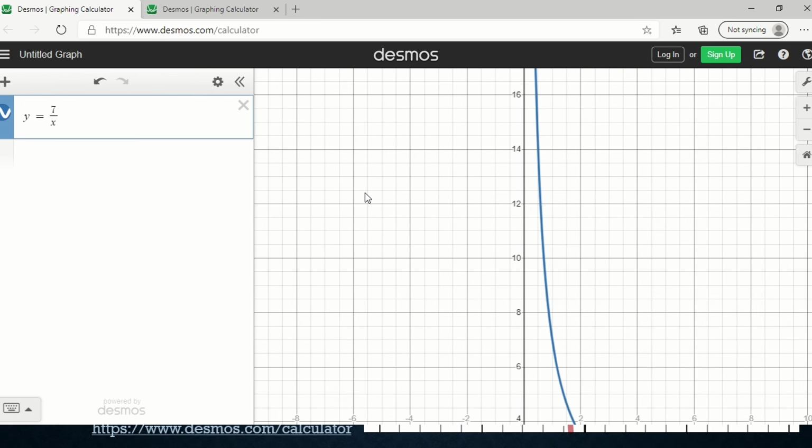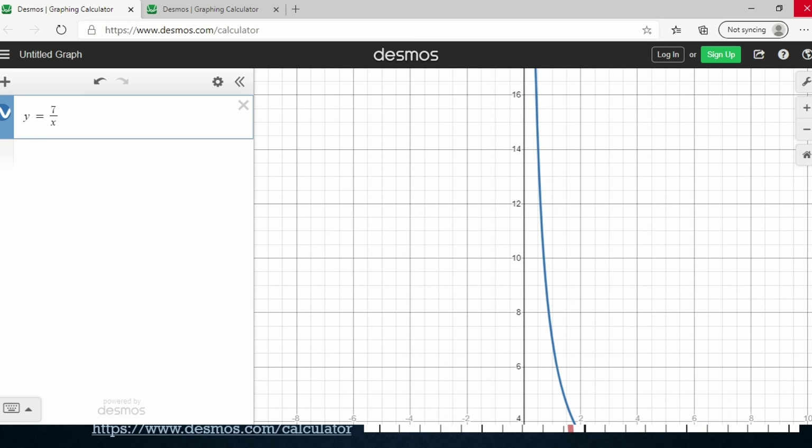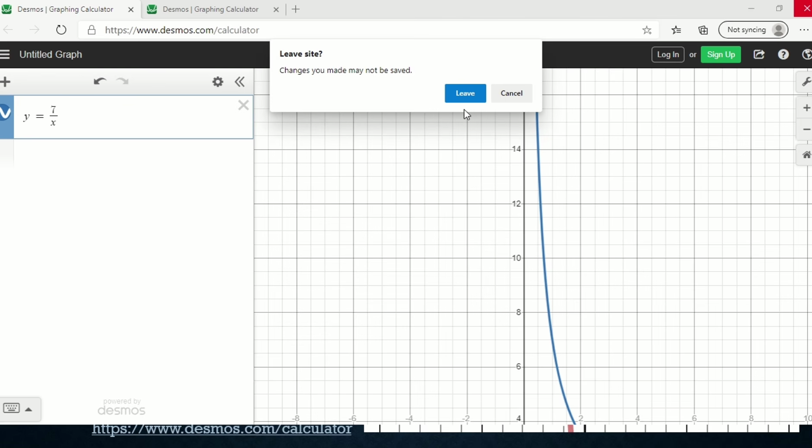Okay? So, pwede nyo tong gamitin. Malaking tulong to sa inyo para ma-check kung tama yung graph nung functions.